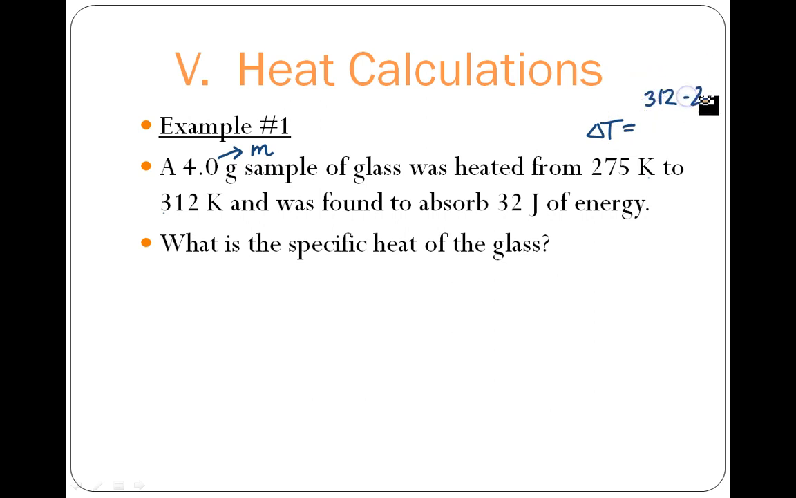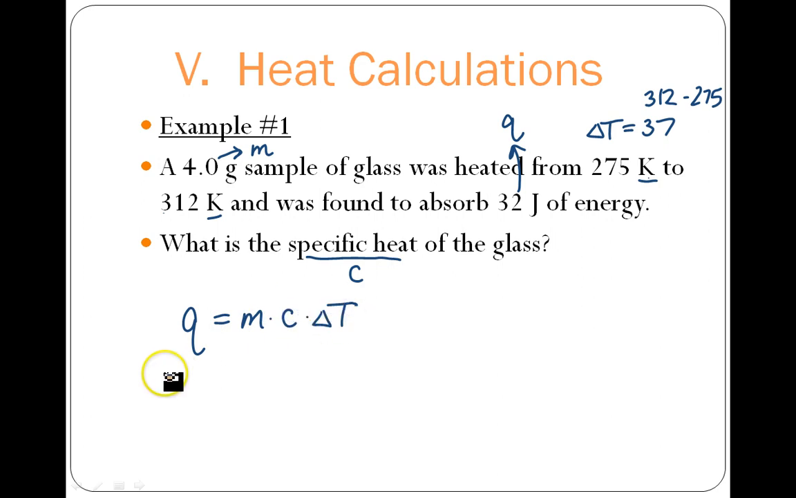So we do 312 minus 275. That's going to be, let me bust out my calculator here. 25 plus 12, that's 37 degrees. Now notice that these are both in Kelvin, but we can still just find the difference in them to find our delta T. And it's going to absorb 32 joules of energy, that is our Q. And we're trying to find the specific heat capacity, C, of the glass. So we'll set up our equation, Q equals M times C times delta T. And at this point, you can drop your units out, but keep in mind that the joules are going to affect the units on our answer.